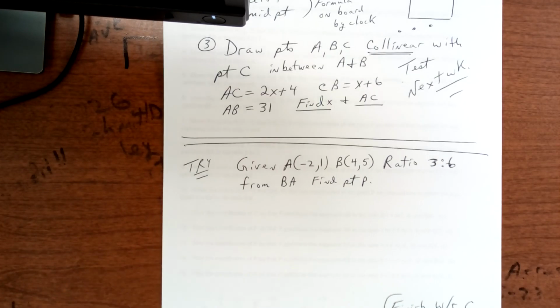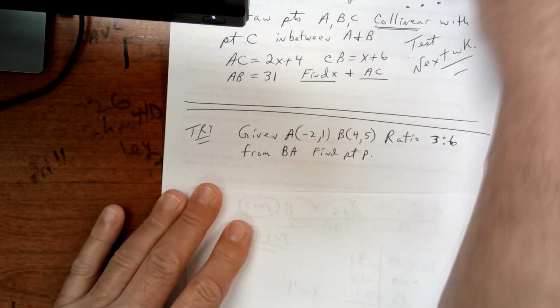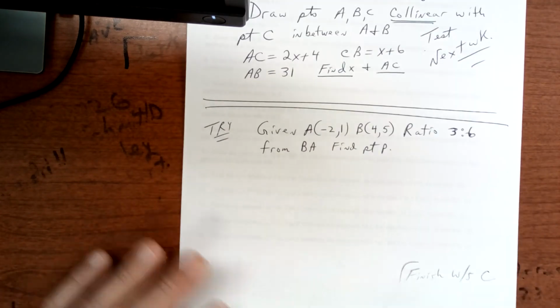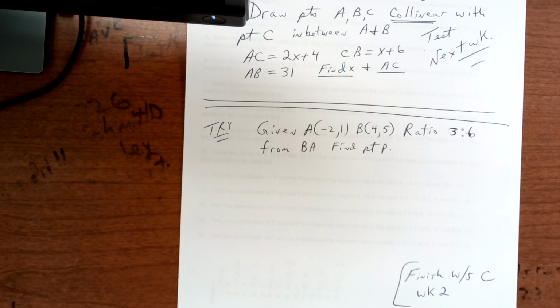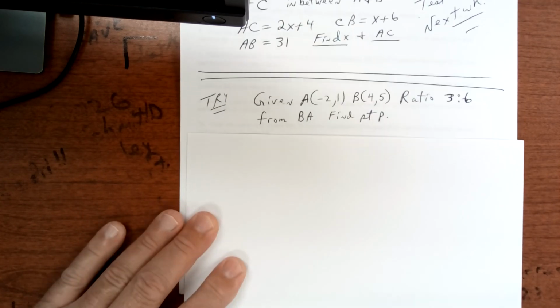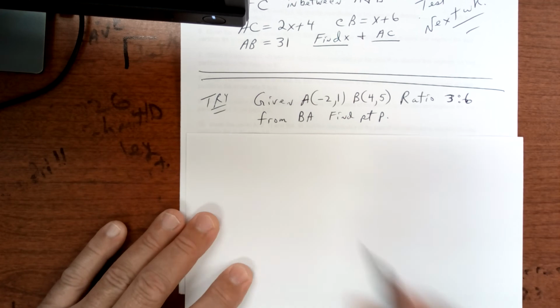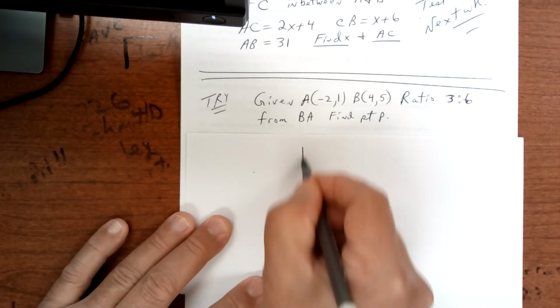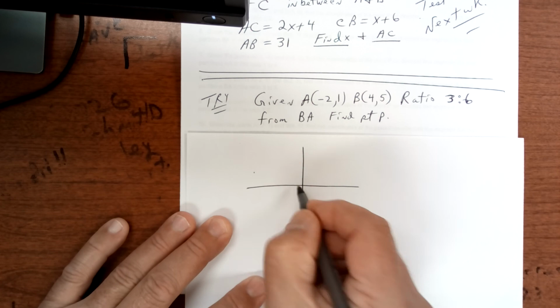All right, so look up here. This is what we did yesterday, and I'm going to use a new sheet as well. So look up here. First thing I want you to do is to graph these points. So right now, let's graph these points. So -2 up 1.